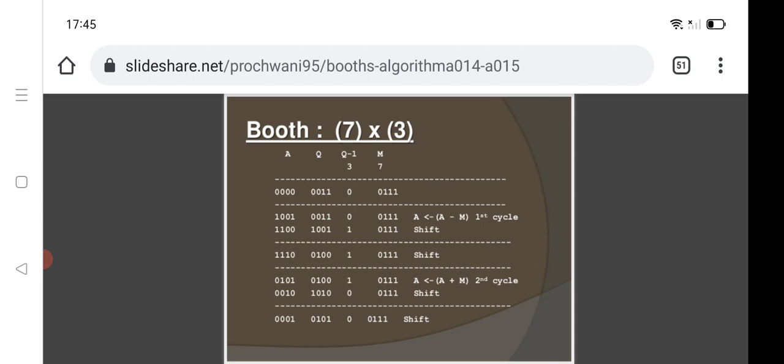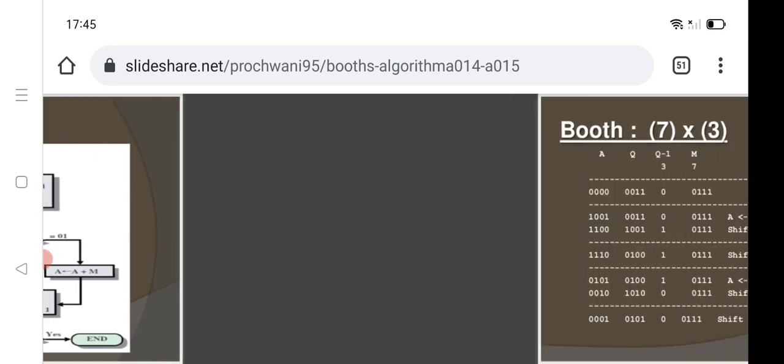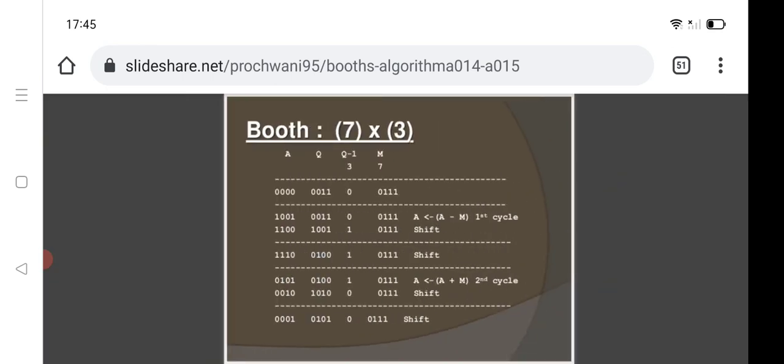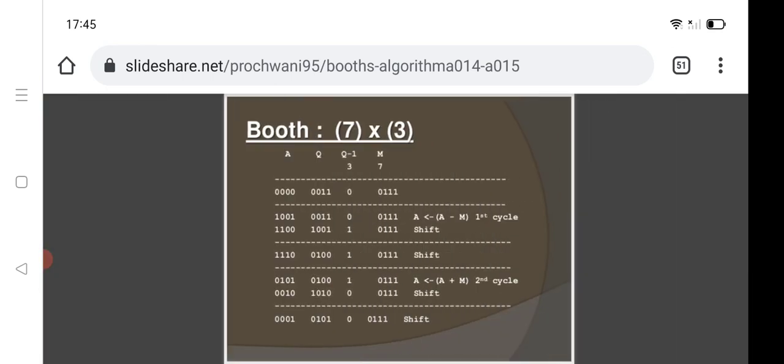After the first cycle, my count value should be decremented by 1, so my count value will become 3. Now in the second cycle, I need to check whether count is equal to 0 or not. 3 is not equal to 0, so now it needs to go back. I need to again check Q naught and Q minus 1. Q naught is 1 and Q minus 1 is also 1. Both are 1, 1. 1, 1 means I need to do only the arithmetic shift right operation and need not perform any addition or subtraction. So I will be directly shifting my bits.